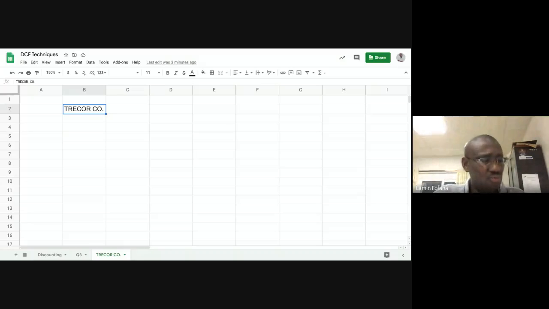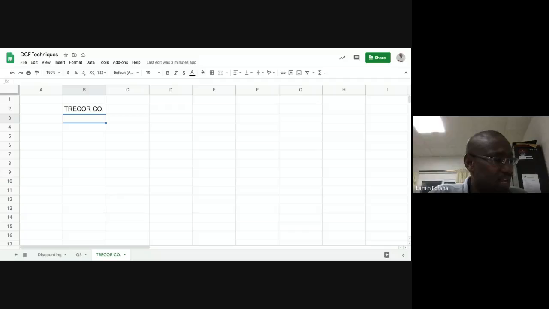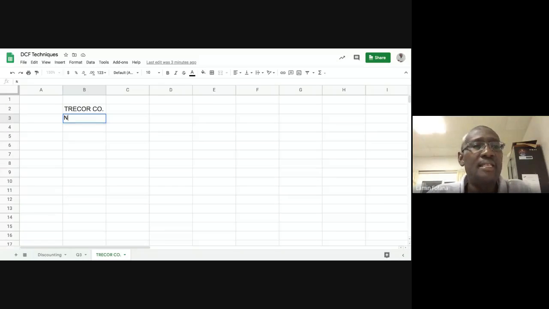So first things first, let's do our format for our answer, and then we'll create a sheet for our workings. Point A is requiring us to calculate the net present value for Treco Company. So I'll just write the heading as NPV analysis. Okay, that's enough for the heading.